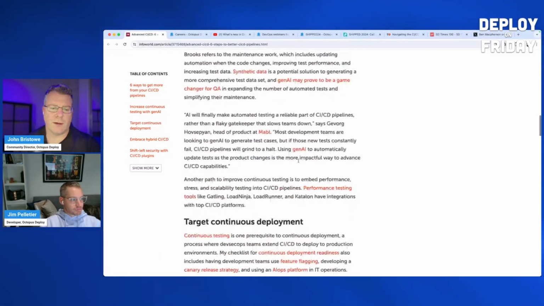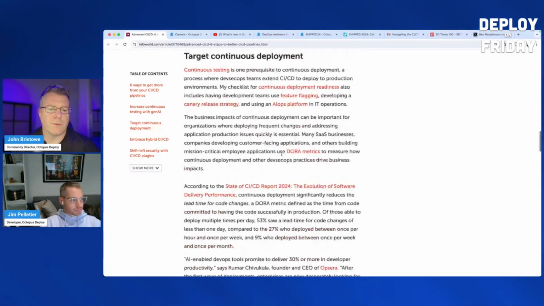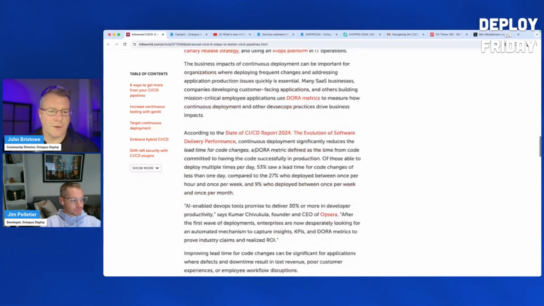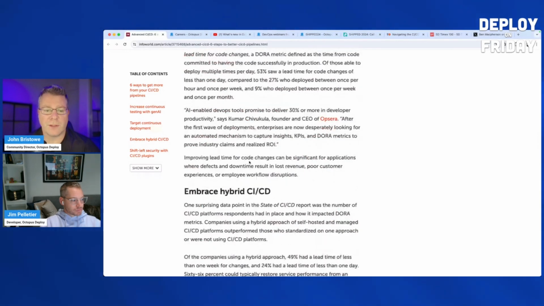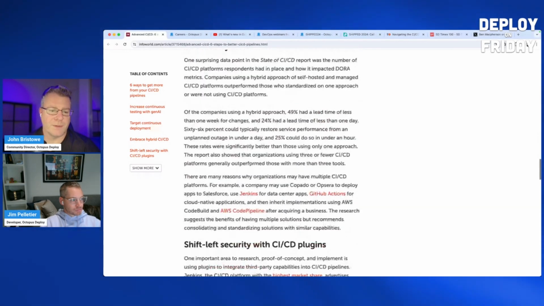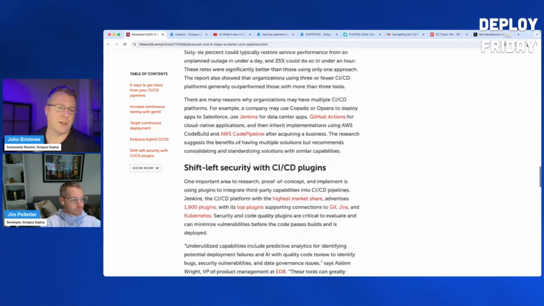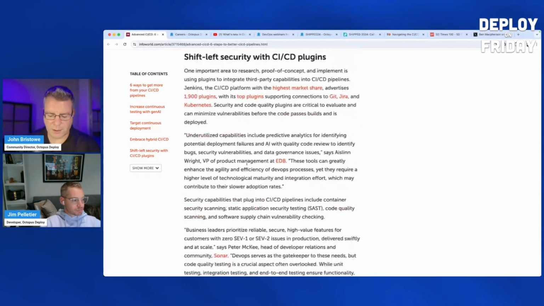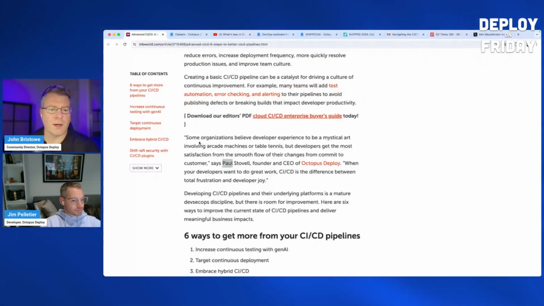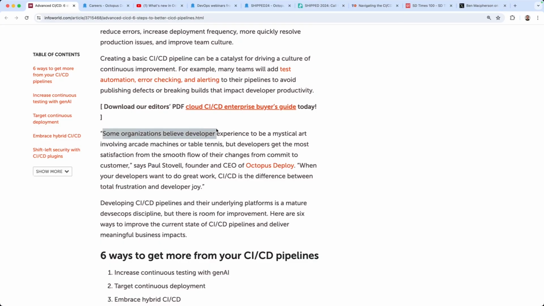There is a quote in here from Paul where, when he's talking about continuous delivery, they quote a bunch of folks in here, including the CEO of Opsera, a bunch of folks as well. And Paul's quote basically is, some organizations believe developer experience to be a mythical art involving arcade machines or table tennis, but developers get the most satisfaction from the smooth flow of their changes from commit to customer.